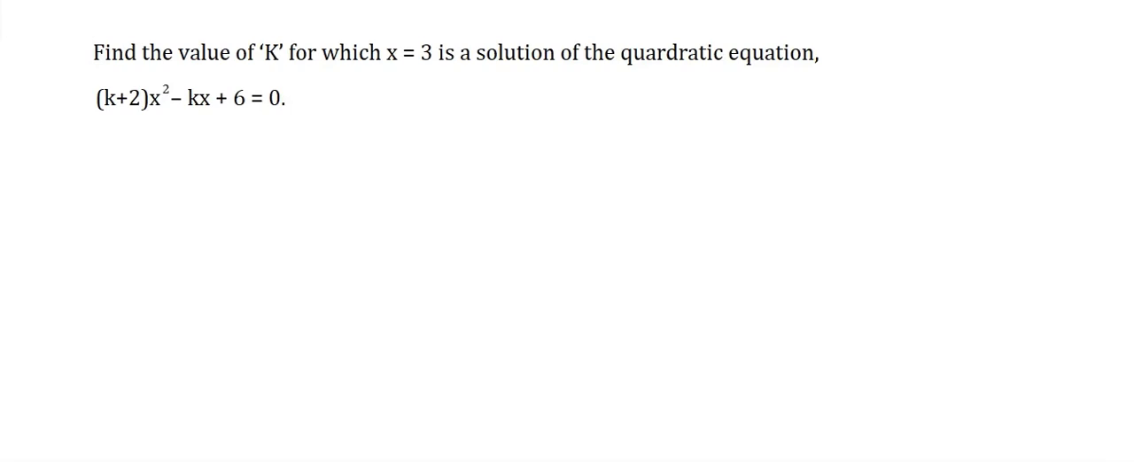Let's solve the question which I have written here. Here we need to find the value of k for which x equals 3 is the solution of the given quadratic equation. The given quadratic equation is (k + 2)x² − kx + 6 = 0.